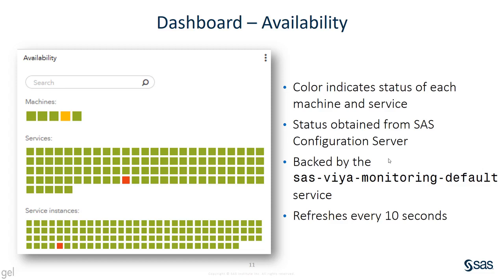All of this information comes from the configuration server, which is under the covers Consul. So we're keeping track of what services are up and running. We're going to give you a very wide view of what's going on in the system. Okay? And if you just leave that alone, it will refresh every 10 seconds or so. So it gives you very much up-to-date information.